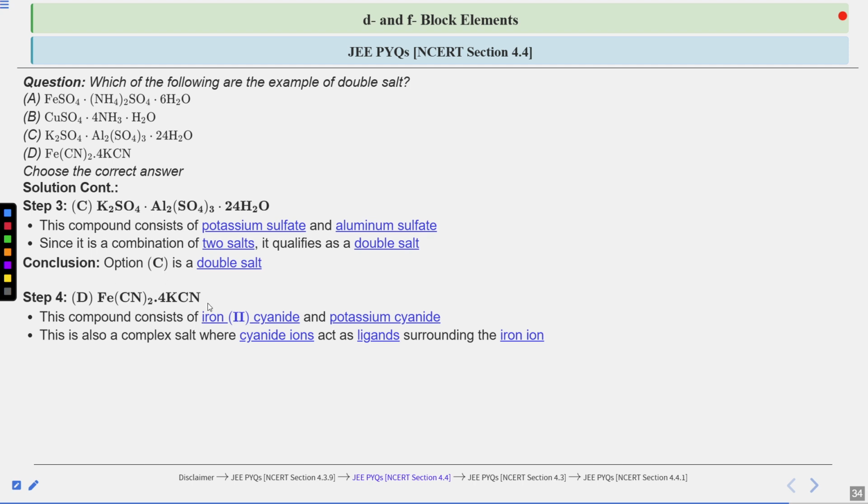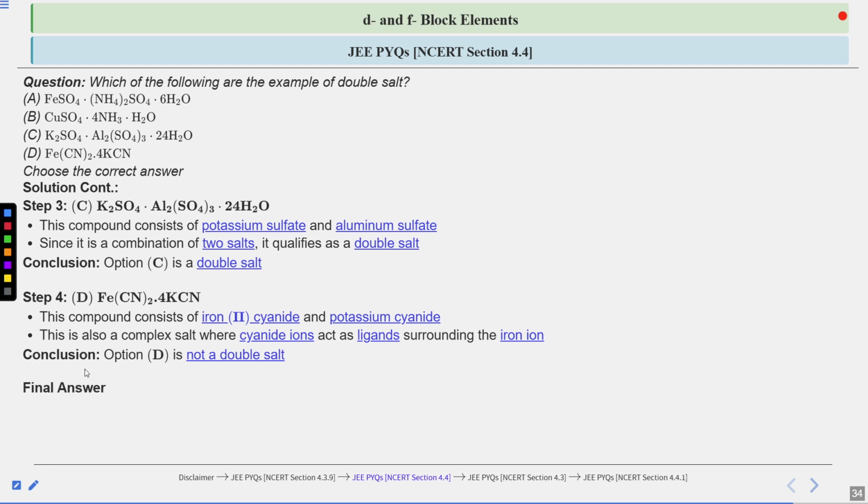So here also, the salt given in D is a complex salt where cyanide ions are going to act as ligands, arranging themselves around the iron ion, and iron is going to act as the central metal in the complex structure. So the conclusion: option D, this D salt, is not a double salt.